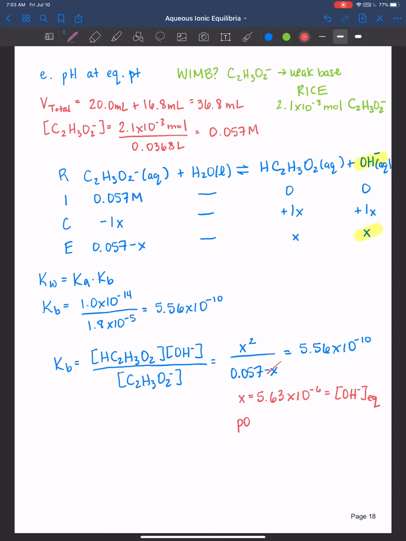From there, we can figure out the pOH is equal to negative log of the hydroxide ion concentration. So pOH is equal to 5.25. And then pH is equal to 14 minus the pOH, which is equal to 8.75.